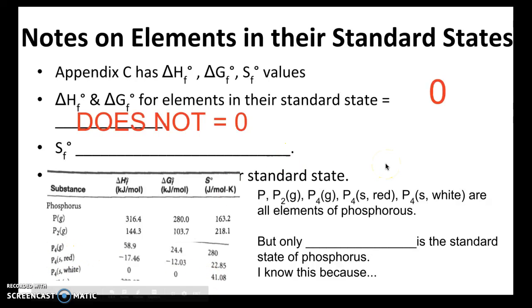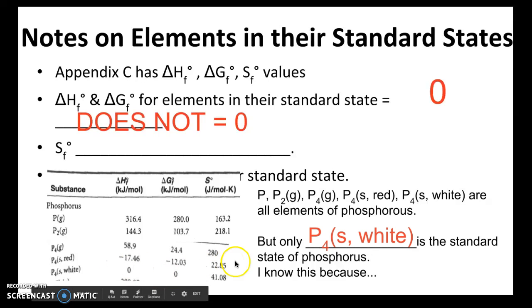Okay, final note is that not all elements are in their standard state, and you should be able to see this on your handout. For example, phosphorus, you see all these different forms of phosphorus that are listed here. Only one of them is in the standard state, and that is the P4 white. So that's the one that's in the standard state. And you know this because delta H is 0 and delta G is 0. So that's how you would be able to tell from the table if an element's in its standard state.